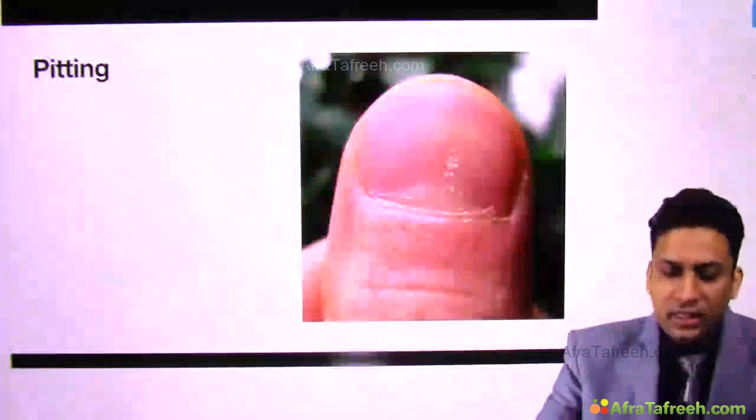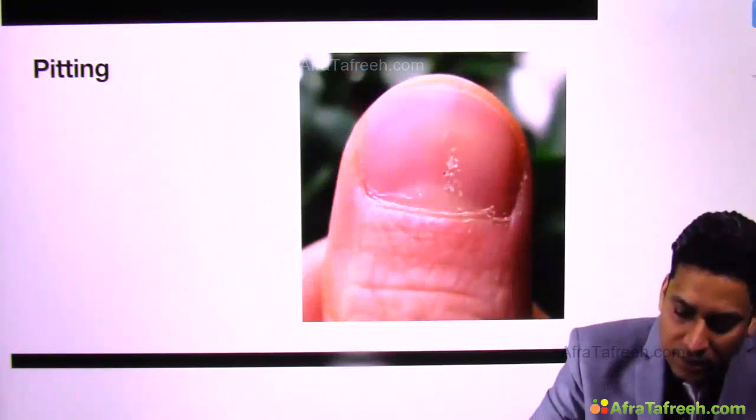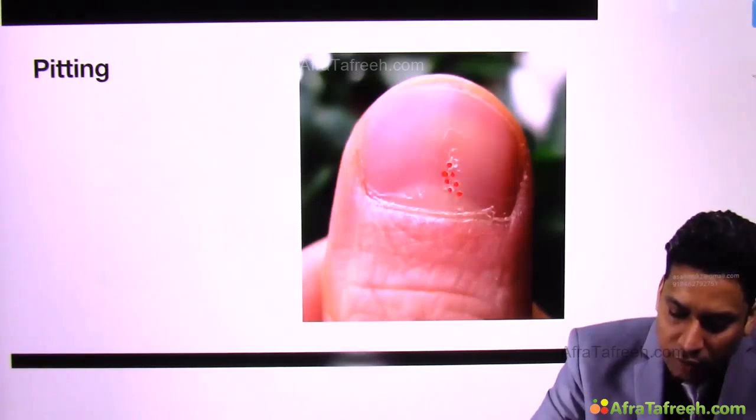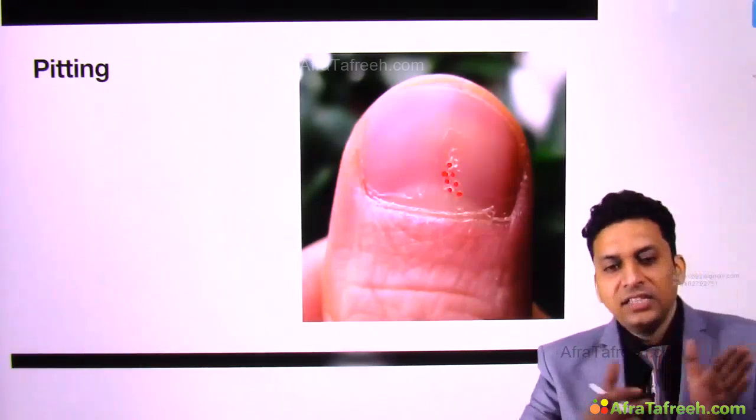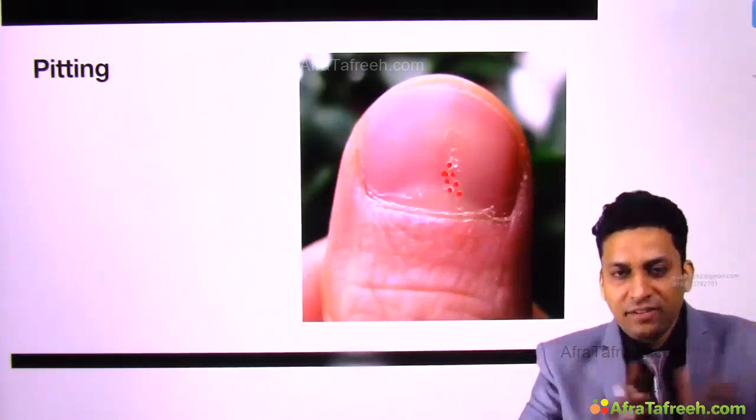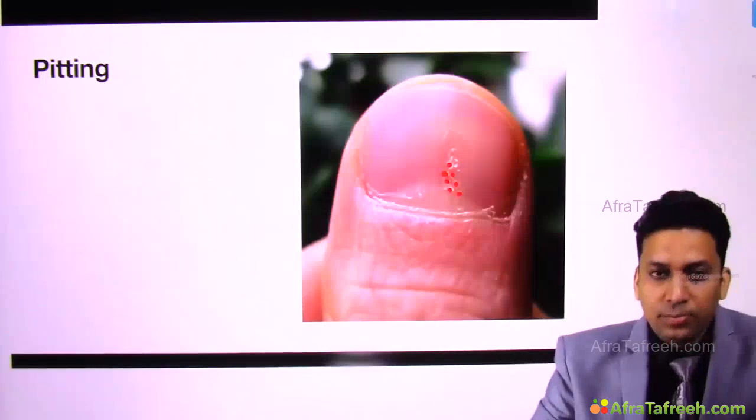Here you can see in the nail, the patient is developing these small depressions. So this is the initial phase where these depressions are starting to be formed, but gradually you might find multiple small depressions everywhere. Okay, so this is what? This is pitting.